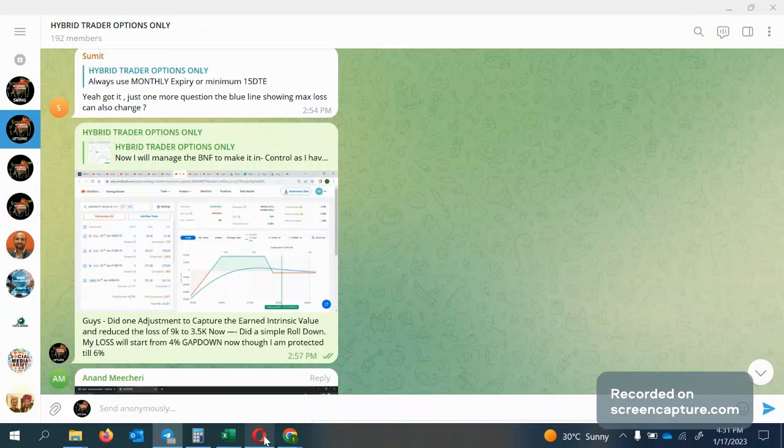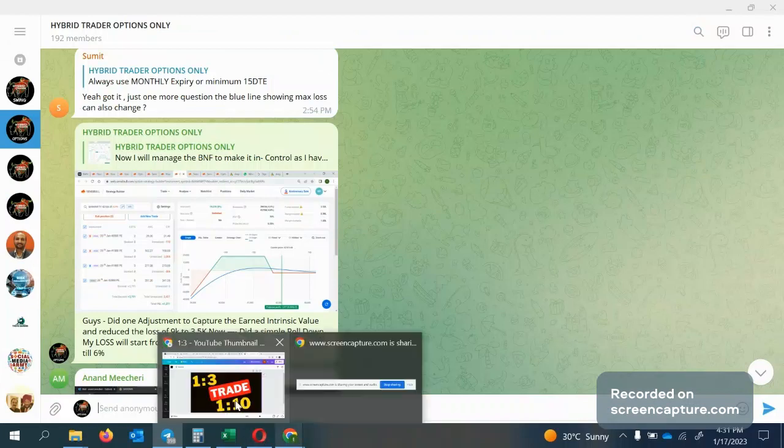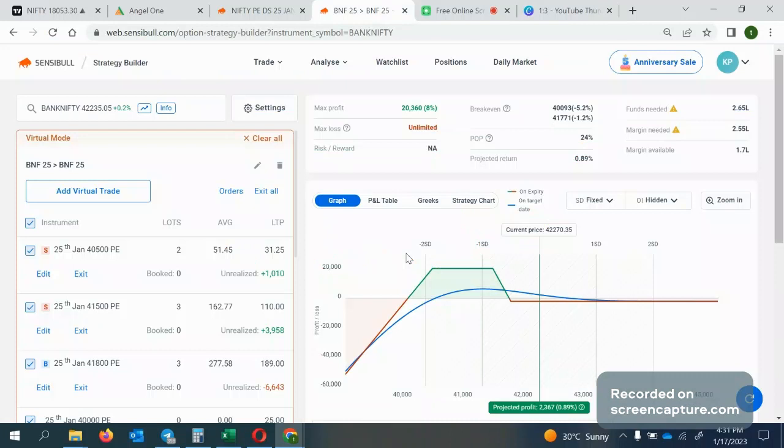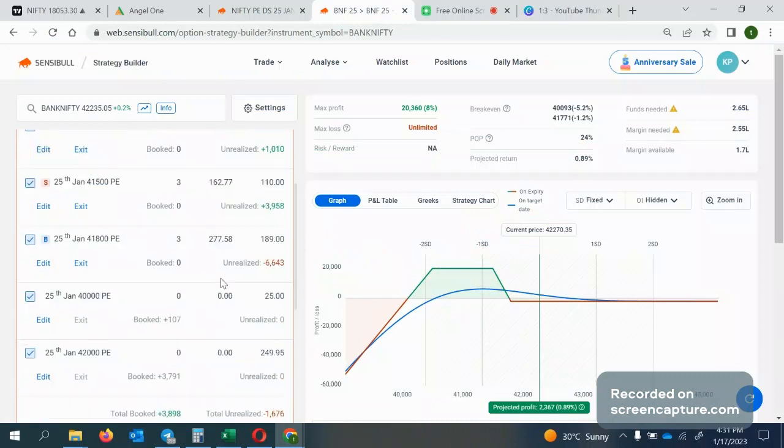Let me show you my original trade as of today. This is my original trade, guys. If you look at the trade, I've done one more adjustment today. That's it, two adjustments within one day, and check the loss. Originally the loss was 8,000, and now my loss is standing at only 2,140. This is what we focus on, guys. I do not give more focus towards the profit.